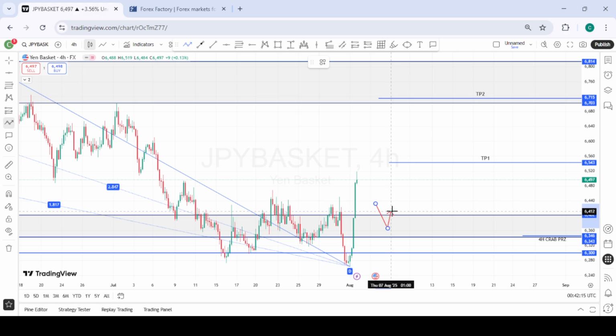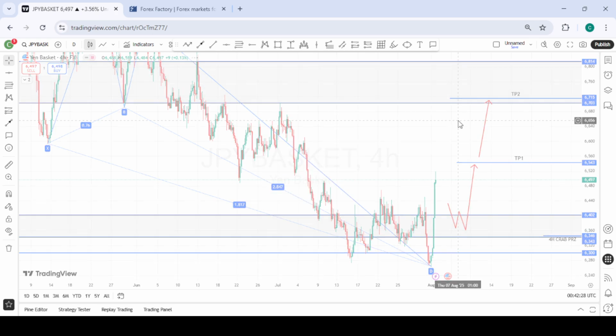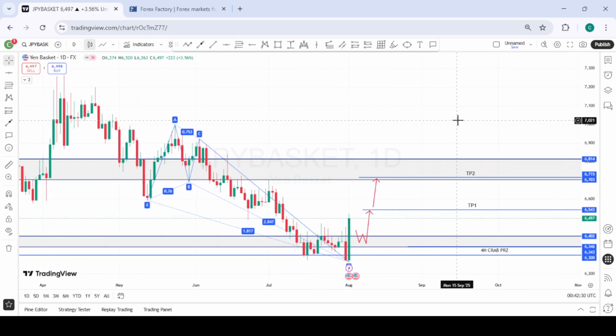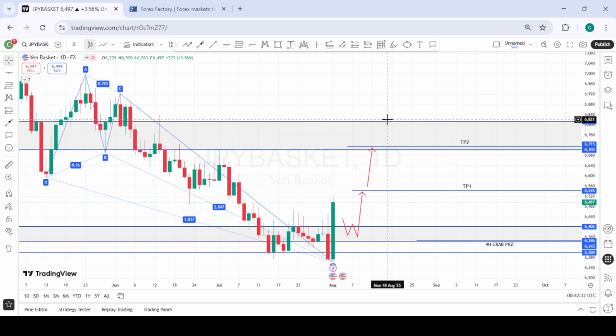Give us a bullish opportunity or bullish signs. We buy to this first TP, or the TP1, and potentially continue the buys to the TP2. So this is what we'll be looking out for on the Japanese yen index, the JPY basket. So to the next.